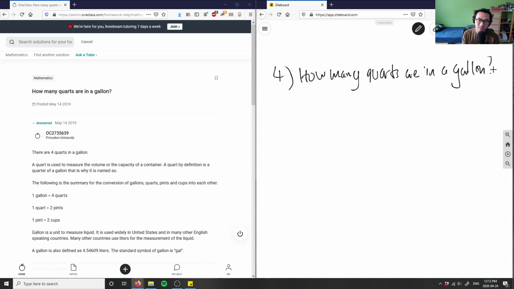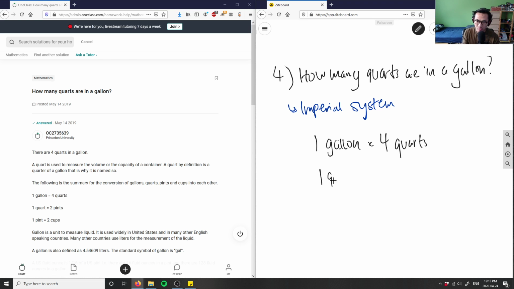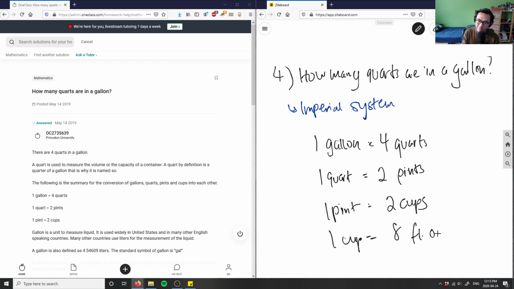And basically, this question is very, very easy, right? Again, we're working in the imperial system here, and we're talking about measurement. So let's say we know that 1 gallon equals how many quarts? We know for a fact that 1 gallon equals 4 quarts, and then 1 quart equals 2 pints. 1 pint equals 2 cups. Then 1 cup equals 8 fluid ounces. So we have all these measurements that we should know by now.